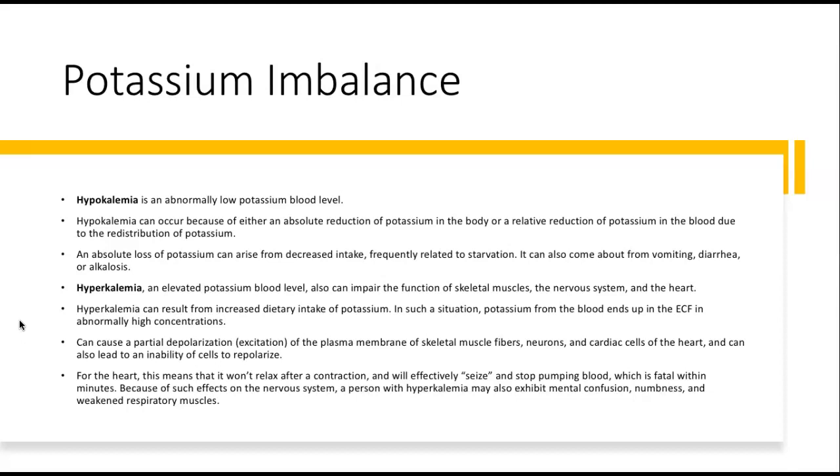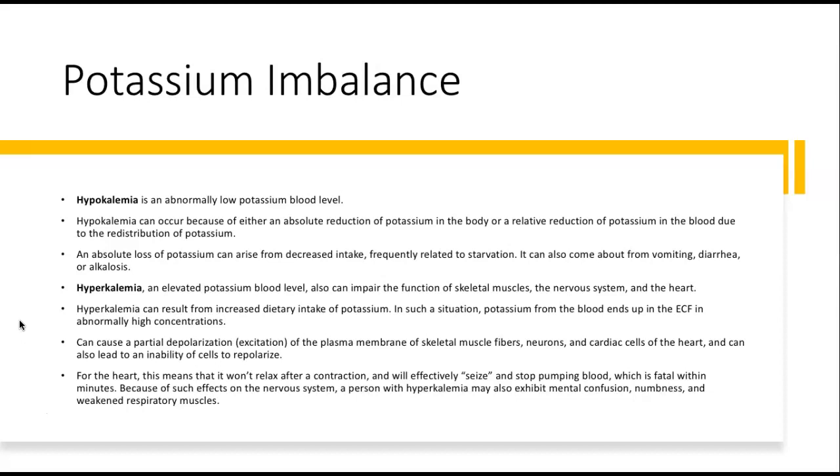How does this happen? It can obviously be through increased dietary intake of potassium, and in such a situation, potassium from the blood ends up in the extracellular fluid in abnormally high concentrations. And if that's the case, it can cause unwanted depolarization or excitation of plasma membranes of the skeletal muscle fibers or neurons or cardiac cells of your heart, and can lead to an inability of the cells to repolarize. What that means, particularly for the heart, is that it won't relax after a contraction, and it'll effectively seize and stop pumping blood, which is fatal within minutes.